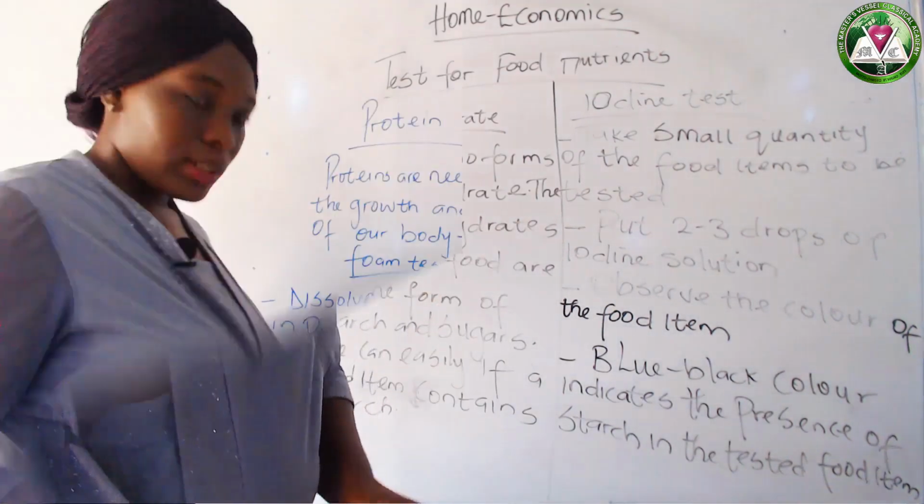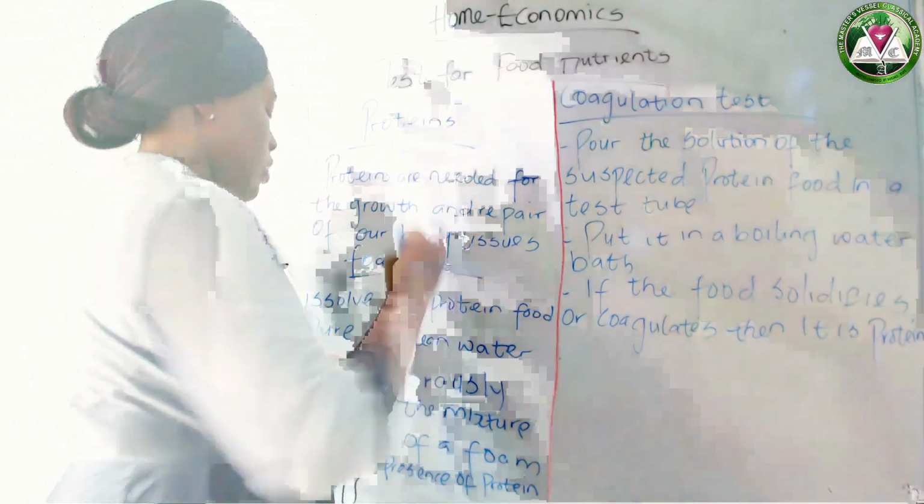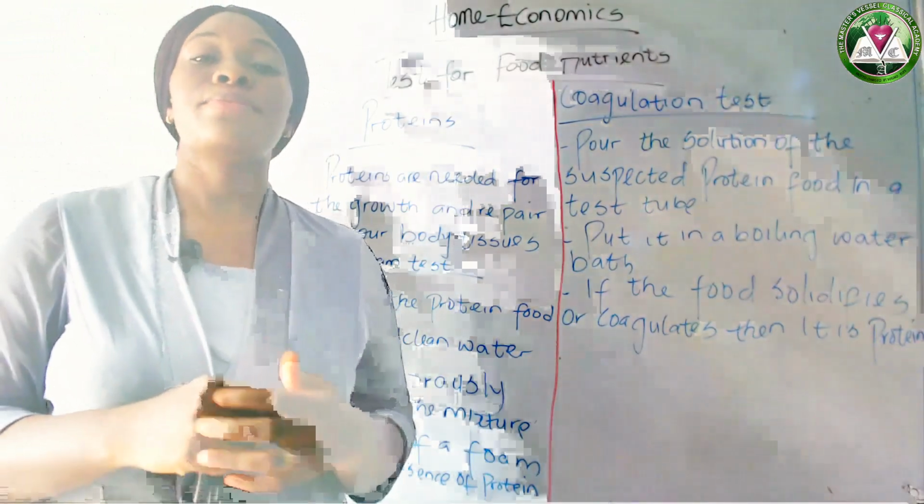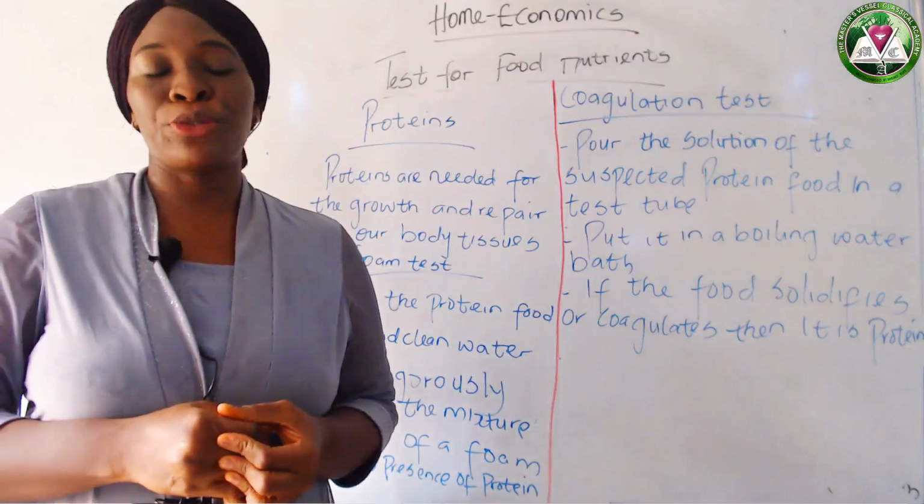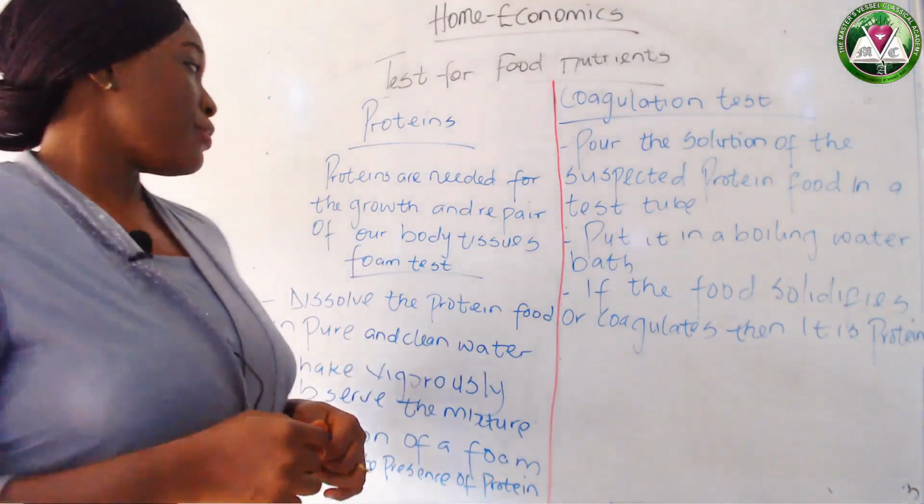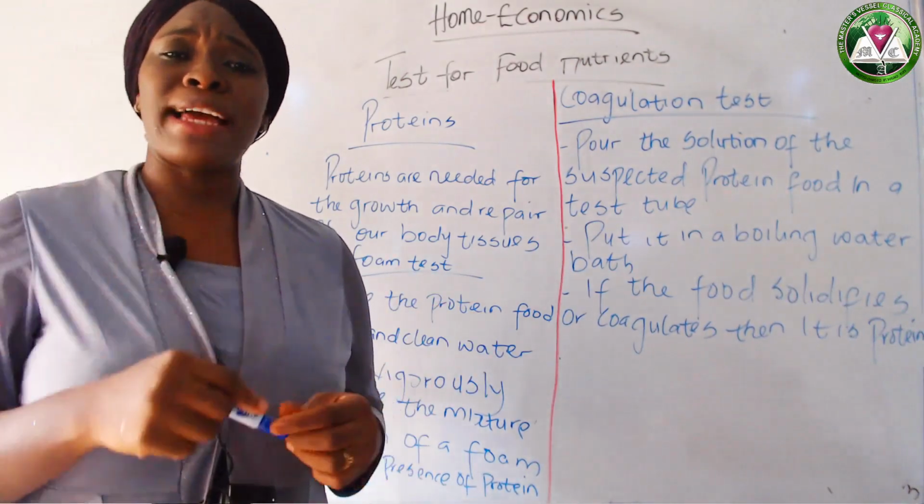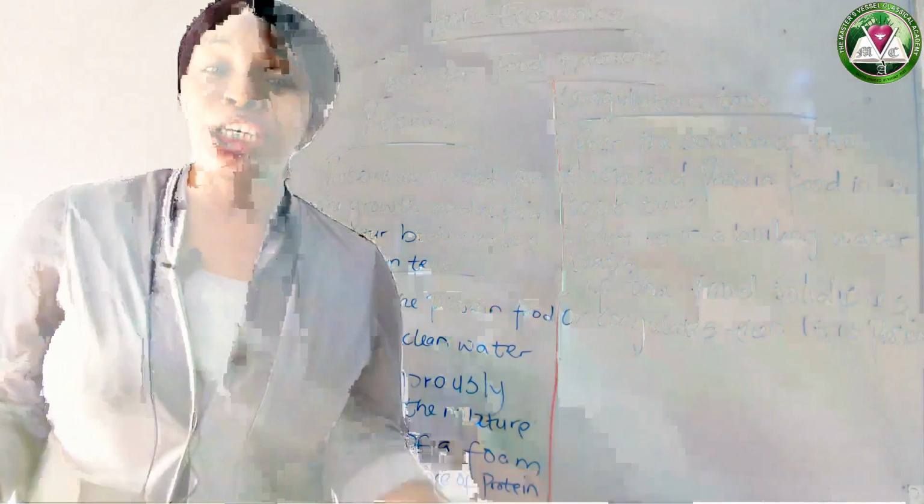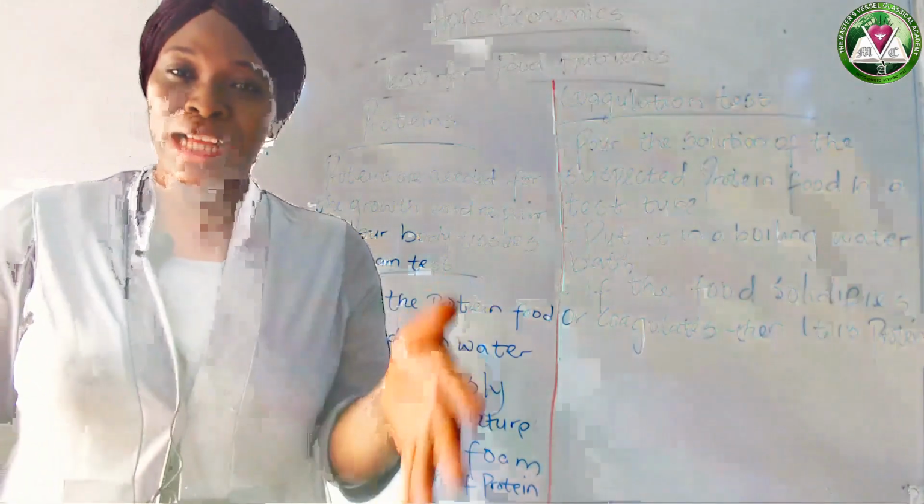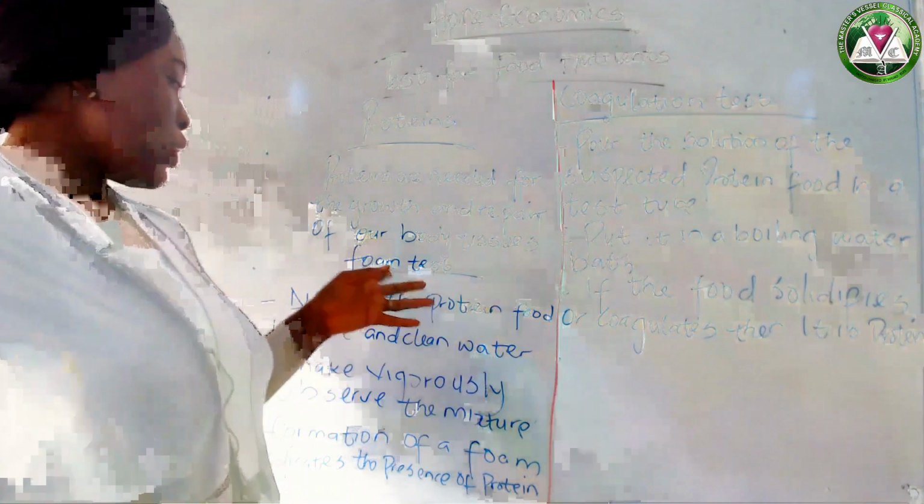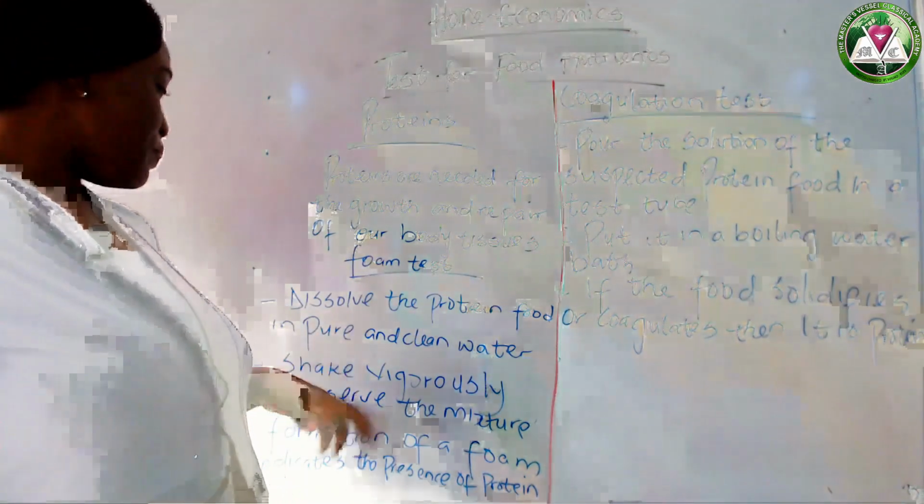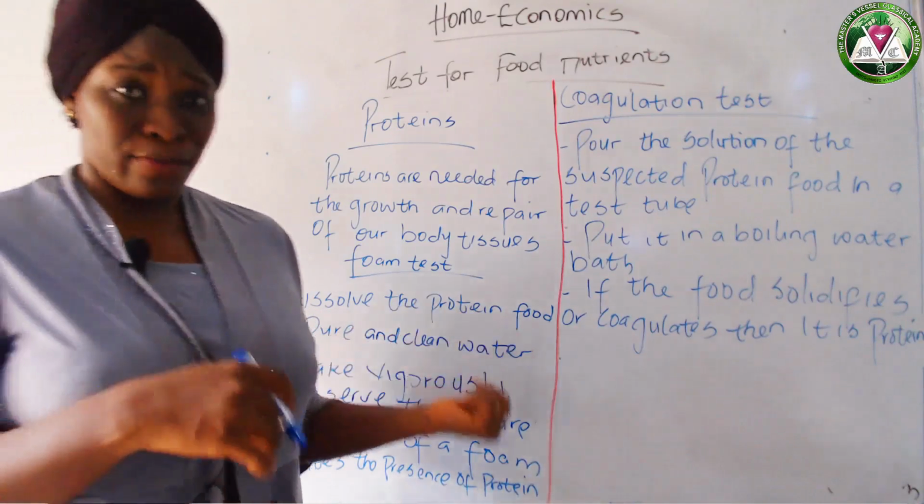Let's look at protein. Okay. So the next one is protein. Okay. The protein test. Remember that I told you that proteins are what? Fine. They are the bodybuilding foods. Good. Proteins are the bodybuilding foods. So how will you know that a particular food item contains protein? That's what we're looking at. Then the other one is that proteins are needed for the growth and repair of our body tissue. So how will you know that this food actually contains protein? We're going to look at the test called the foam test. Dissolve the protein. How will you carry out this foam test now?